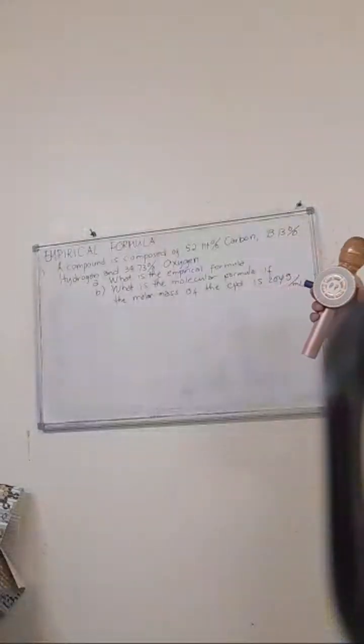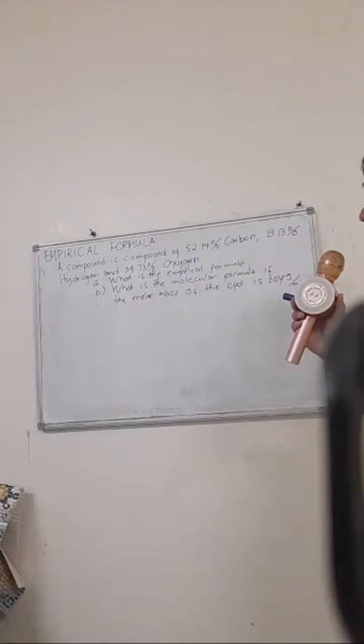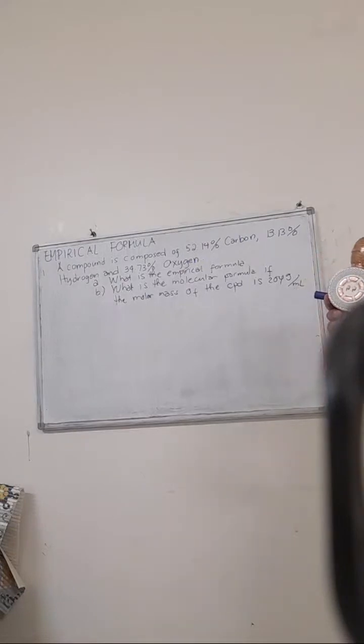Okay, now everyone, a compound is composed of 52.14% carbon, 13.30% hydrogen, and 34.73% oxygen. Letter A, what is being asked? What is the empirical formula? And letter B, what is the molecular formula if the molar mass of the compound is 204 grams per mole?